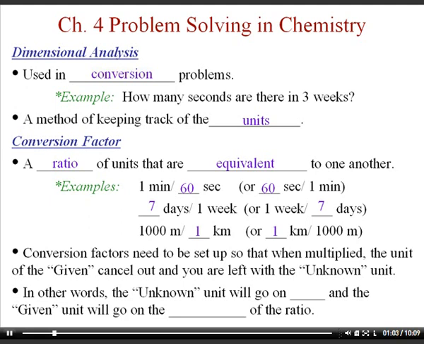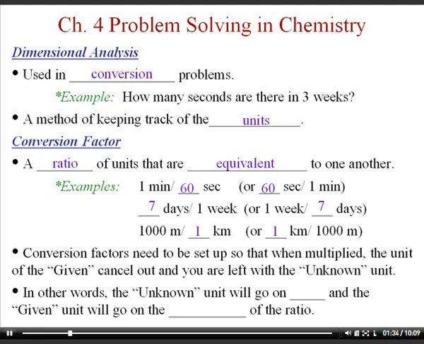Now, these conversion factors need to be set up in such a way that when you multiply them by whatever the given unit is, that given unit cancels out and you're left with the unknown unit. So if I look at how many seconds are in 3 weeks, you would need the word weeks to cancel out and eventually be replaced by the word seconds. There isn't a simple conversion to go from weeks into seconds, but you can go from weeks to days, then days to hours, then hours to minutes, and then minutes to seconds.